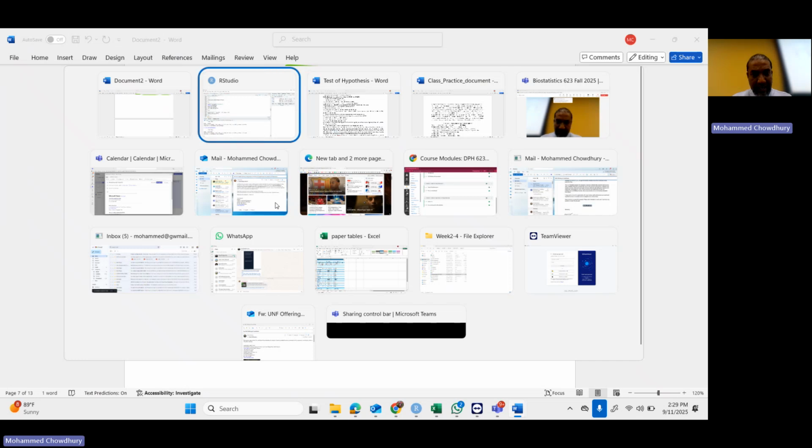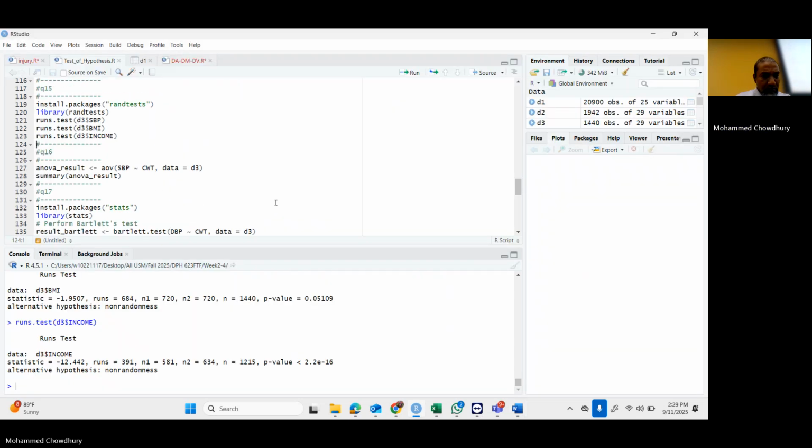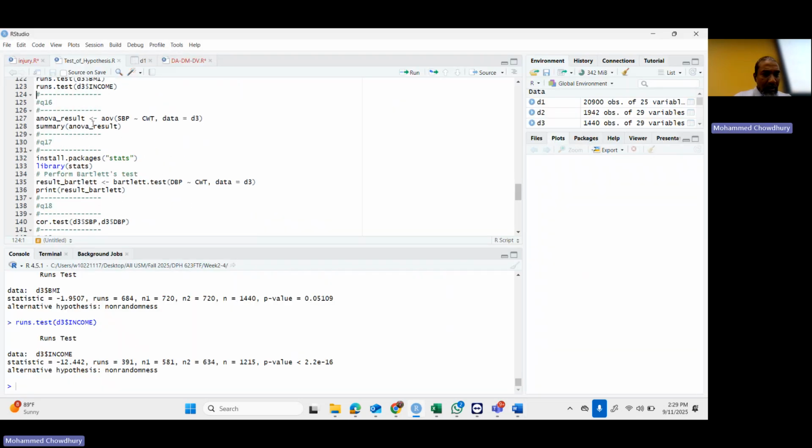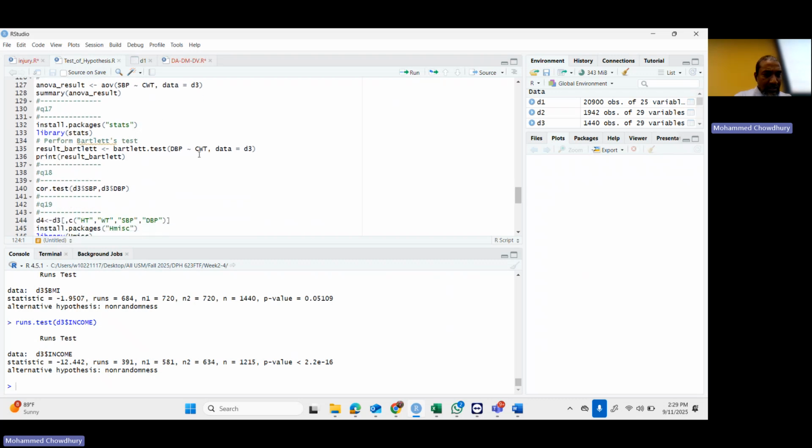Okay, so after that, analysis of variance is done. Now I want to check whether there is equality of several means. For each weight category, there is a systolic blood pressure. There are three weight categories. Corresponding to each category, there are three means of systolic blood pressure. We want to test this.